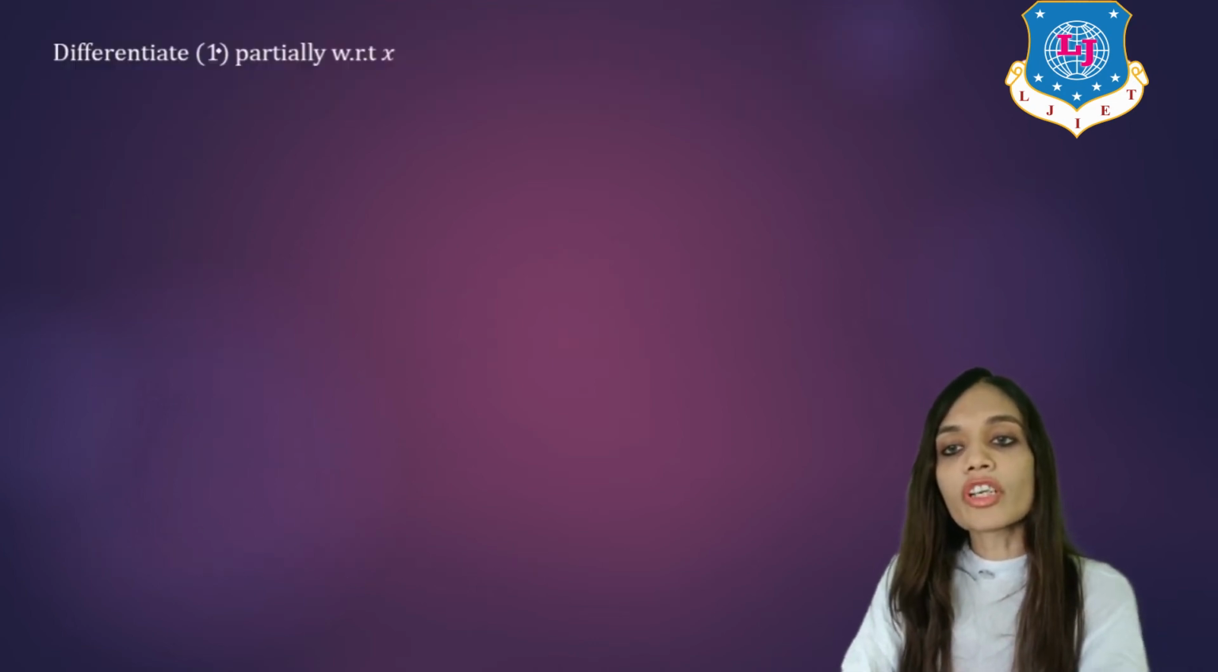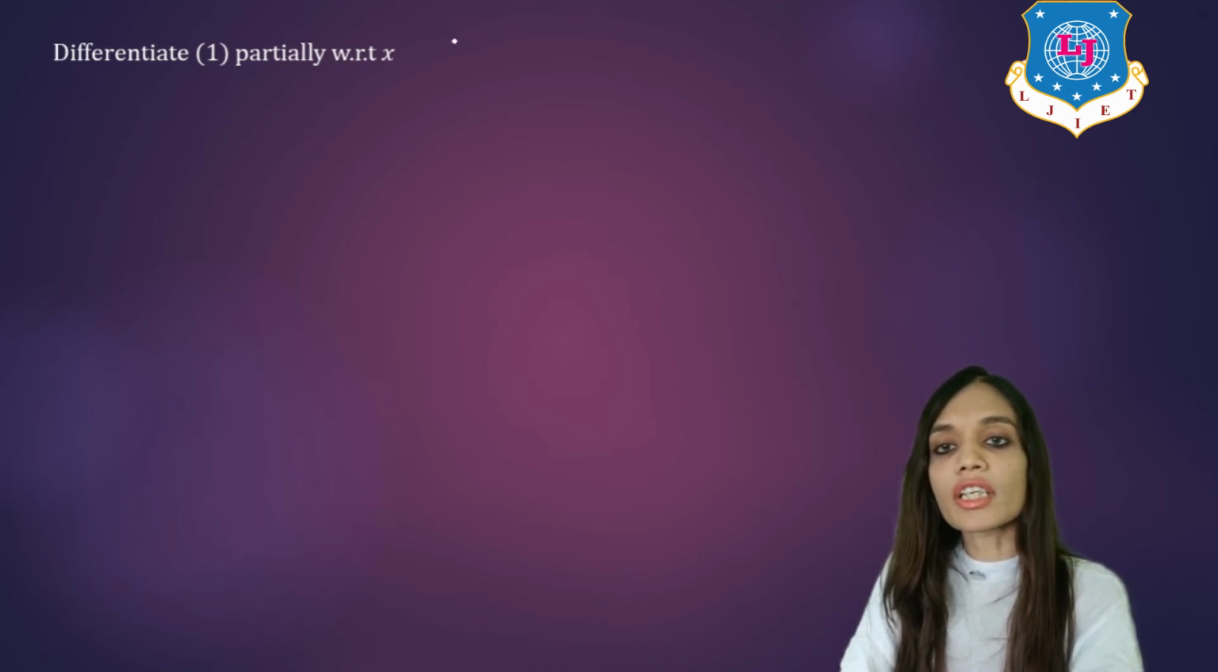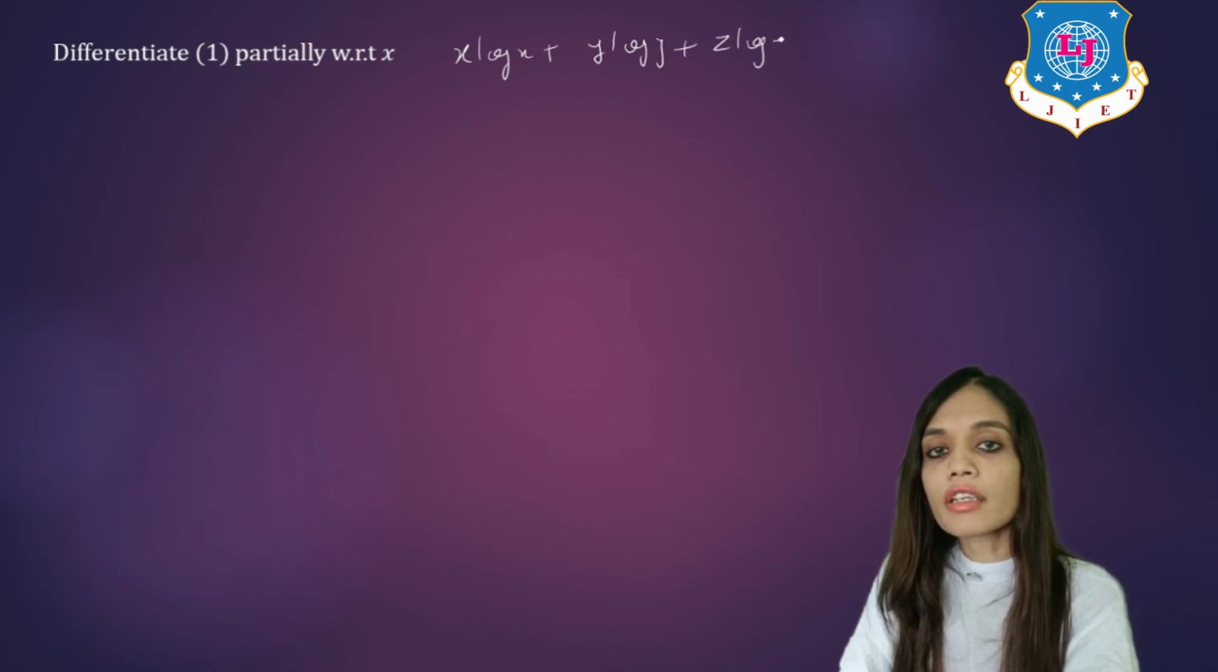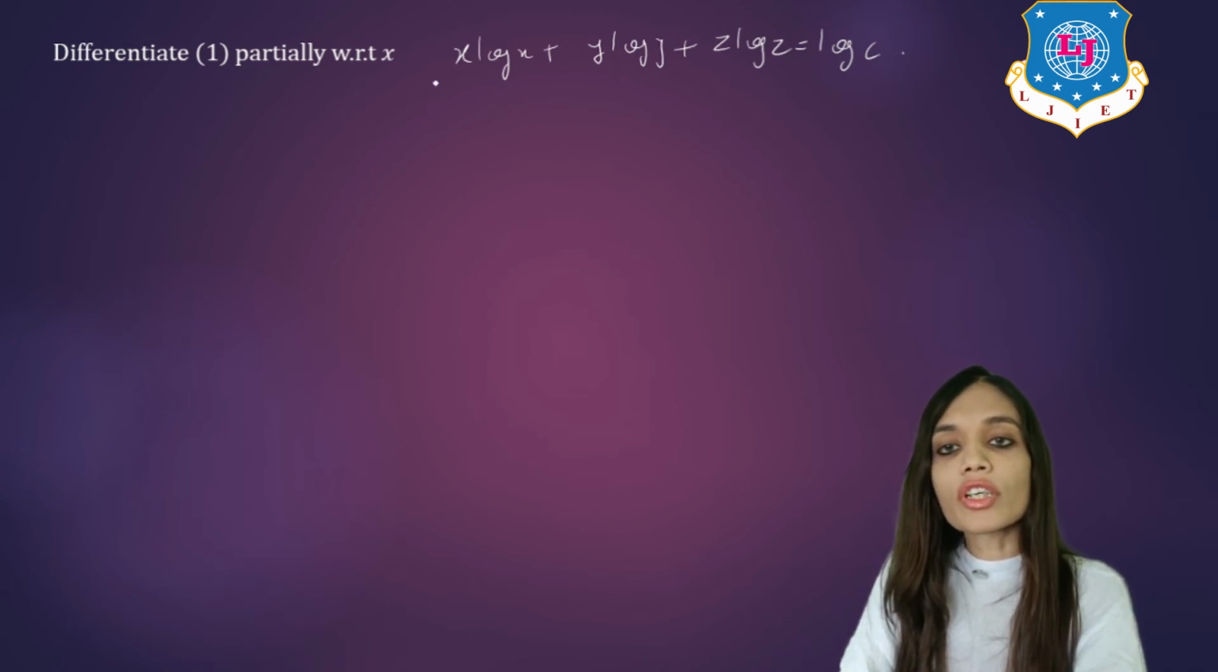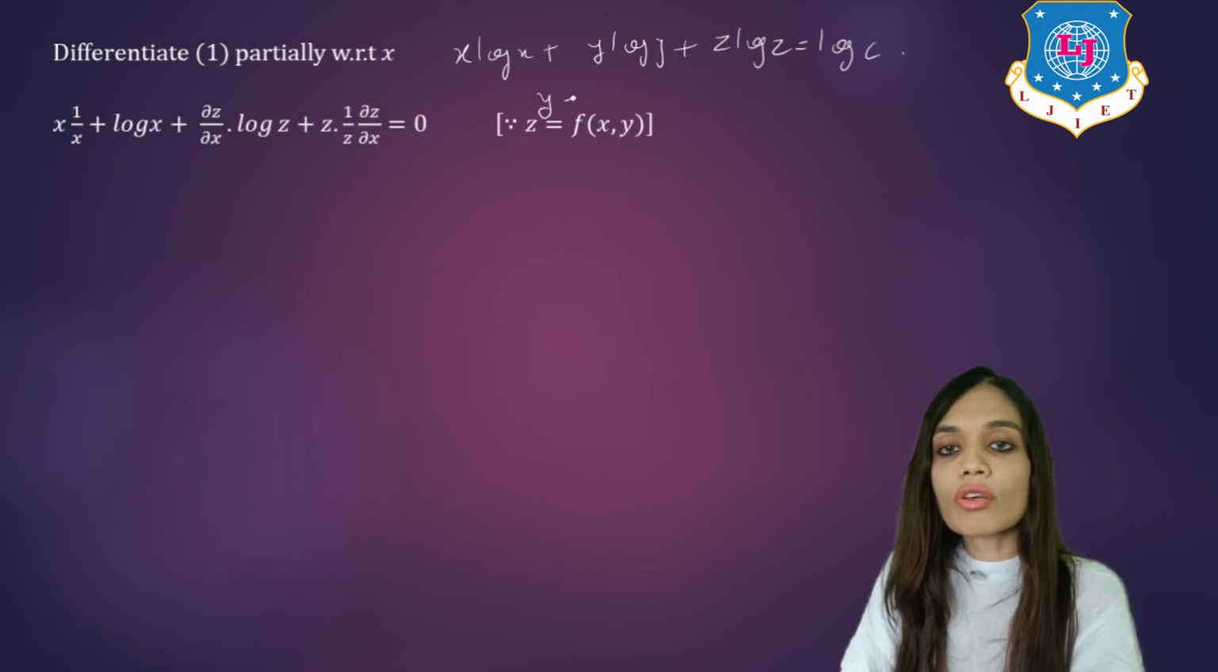Now we will differentiate equation 1 partially with respect to x. Firstly, let me write our equation 1, that is x log x plus y log y plus z log z is equal to log c. Right? Now we have to differentiate this with respect to x. So what will we keep as constant? We will keep y as constant because z is a function of x and y.